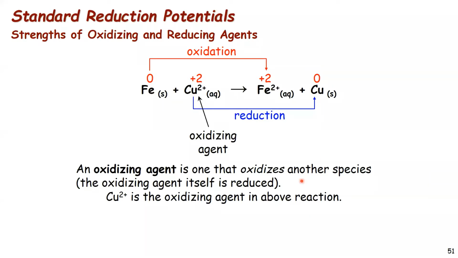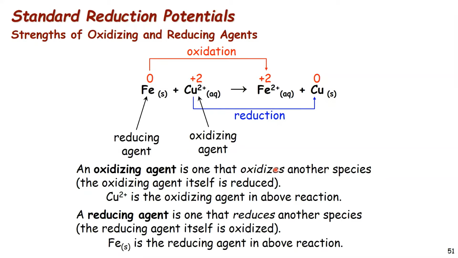The reducing agent causes the reduction of something else, and it itself is oxidized. So the iron caused the reduction of the copper 2+. It caused the reduction of something else, but it itself was oxidized. It went from 0, its oxidation number increased to +2. Therefore, the iron would be the reducing agent. Okay? Any questions about that? Now be careful with this. Students oftentimes get these two backwards. Remember, an agent does something for somebody else. So if it's a reducing agent, it reduced something else.